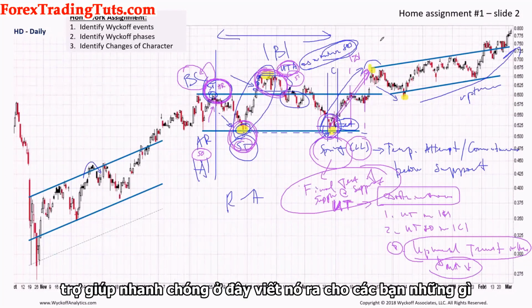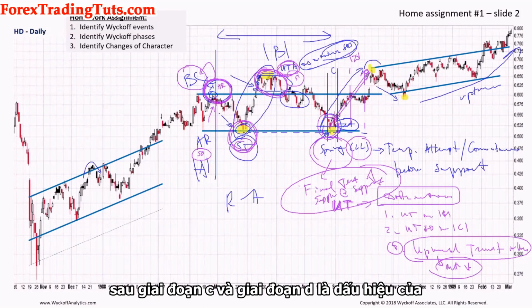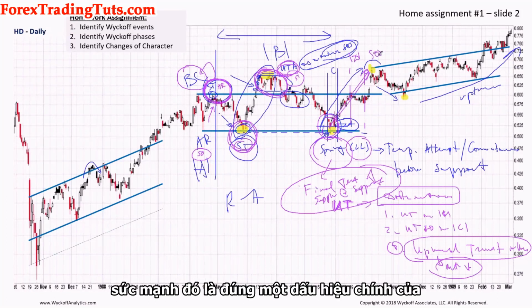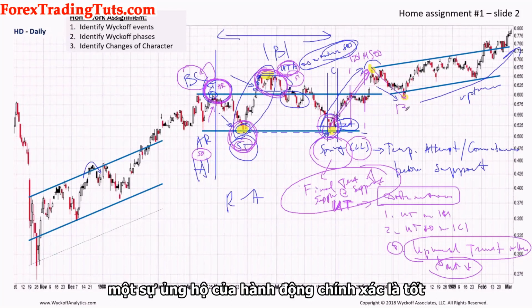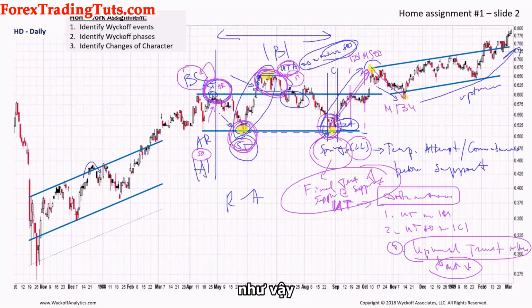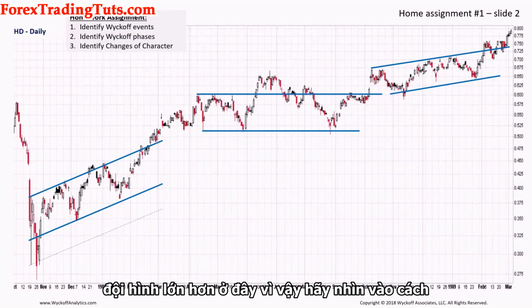Sorry. Quick help here. Write it down, guys. What is this rally after phase C and phase D? A sign of strength. That's correct. A major sign of strength. Okay, and then the reaction after that is going to be a backing up action. Correct as well. So that would conclude phase D, but we have a much bigger formation here.